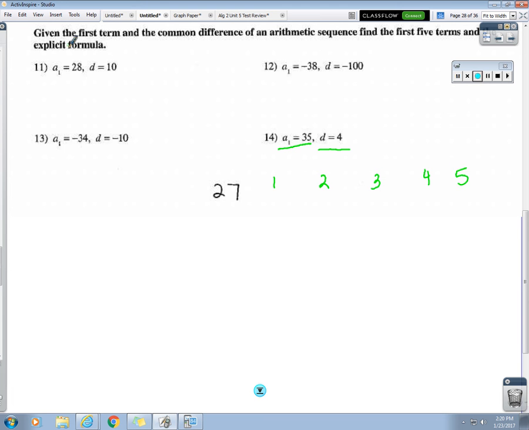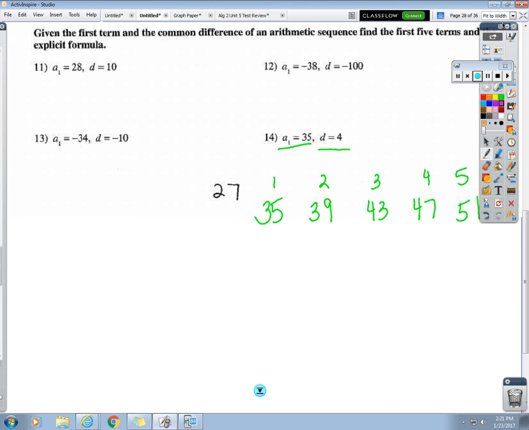And we have to write the explicit formula. Okay? So first, let's find the first 5 terms. What is the first term? 35. Doesn't it say a sub 1, which means first term equals 35? So what would the second term be? 39. That d tells you that they're going up by 4. So 35 plus 4 is 39. So what's 39 plus 4? And plus 4 more? And plus 4 more? 51. So that's the first 5 terms.